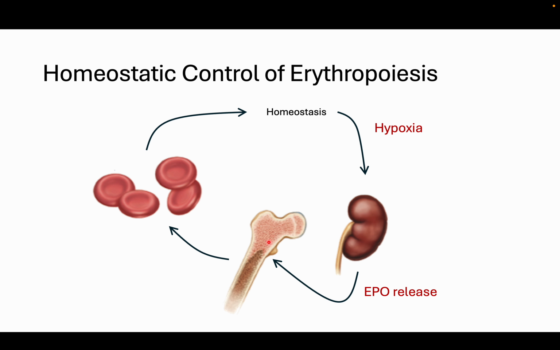Erythropoietin stimulates the red bone marrow to produce red blood cells. This increases the number of red blood cells that are formed, which then causes the oxygen carrying capacity to rise, and then you have homeostasis restored.